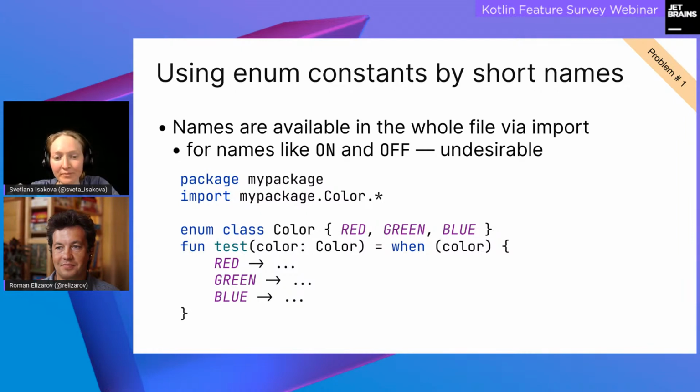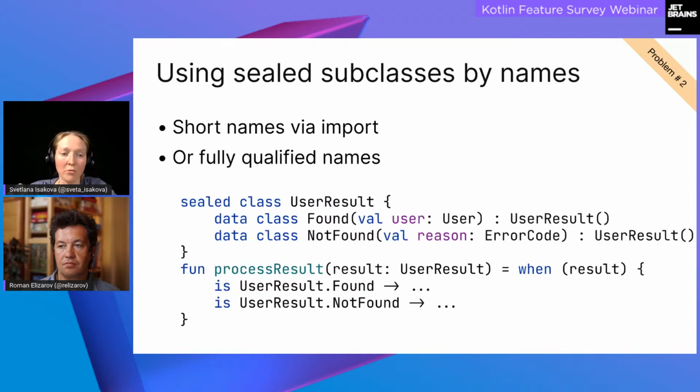And there is this issue, also for very short names that might clash with other constants, like on and off: importing them just by names for the whole file is undesirable. It's not that you can access these members just inside a scope. When you import them, you can access them everywhere in the file, and sometimes you would like to avoid it. But that's the only way it works right now.